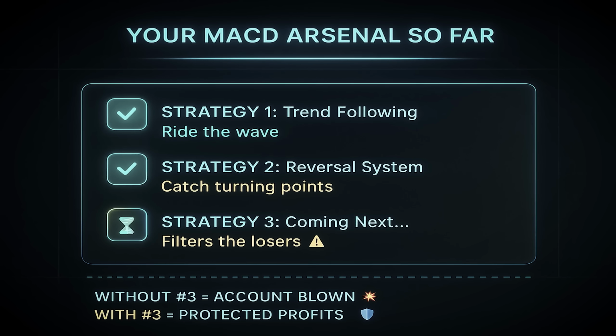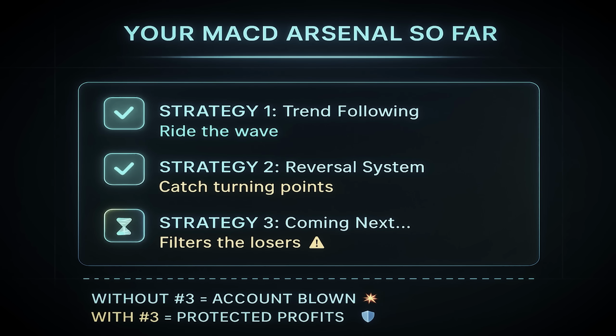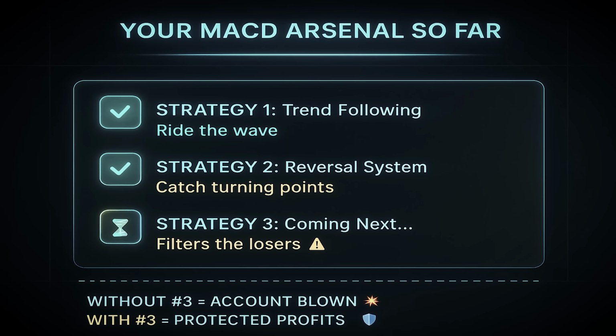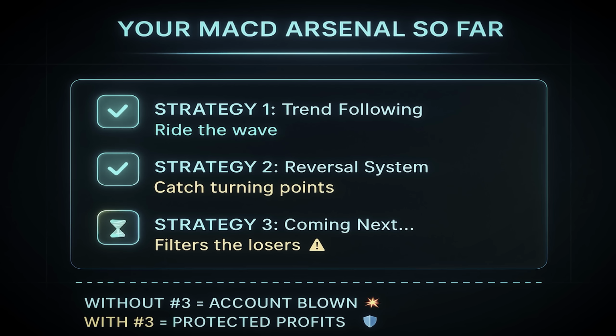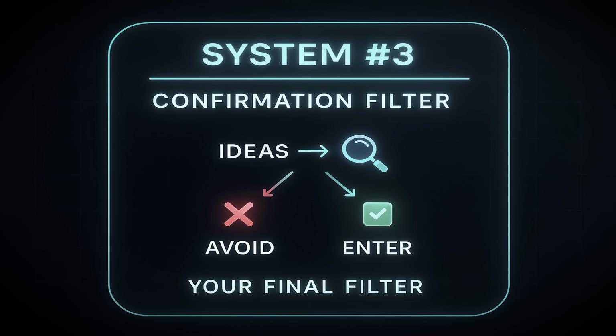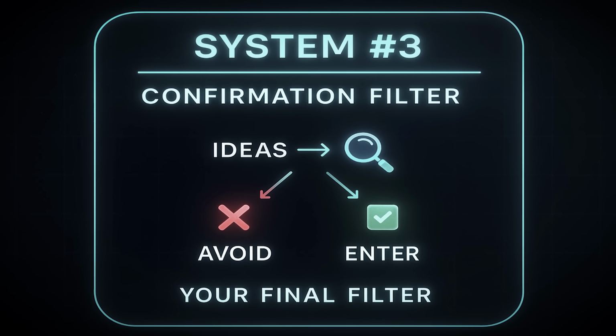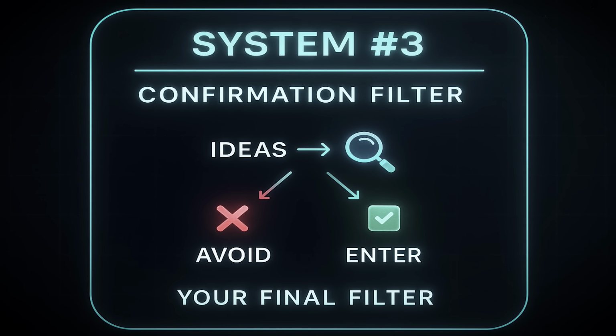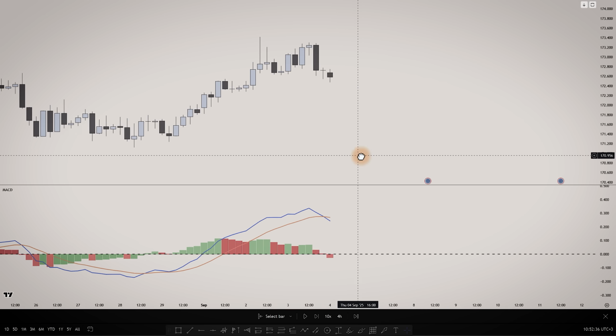These 2 MACD strategies will bring you a lot of good trades. But strategy number 3 filters out the losers that would have destroyed your account. So the third system is the confirmation system. This is your final filter that keeps you out of trouble.